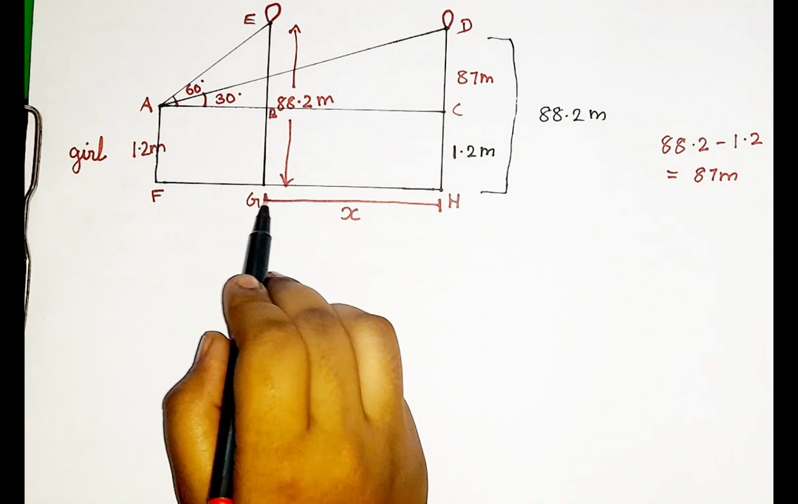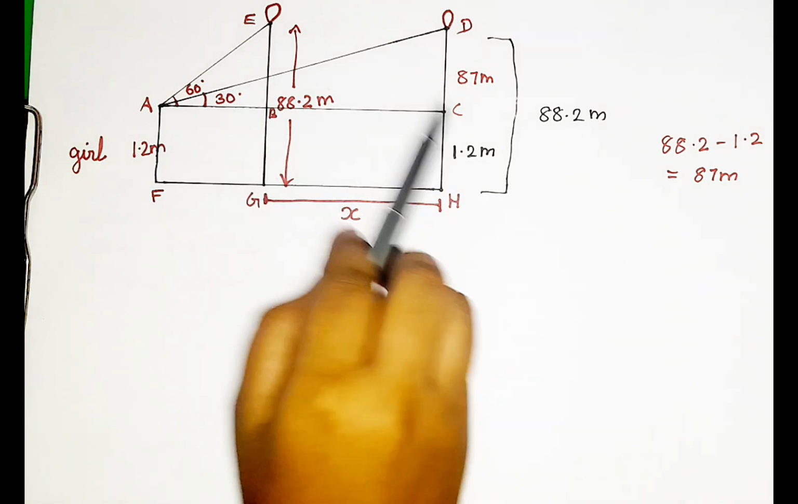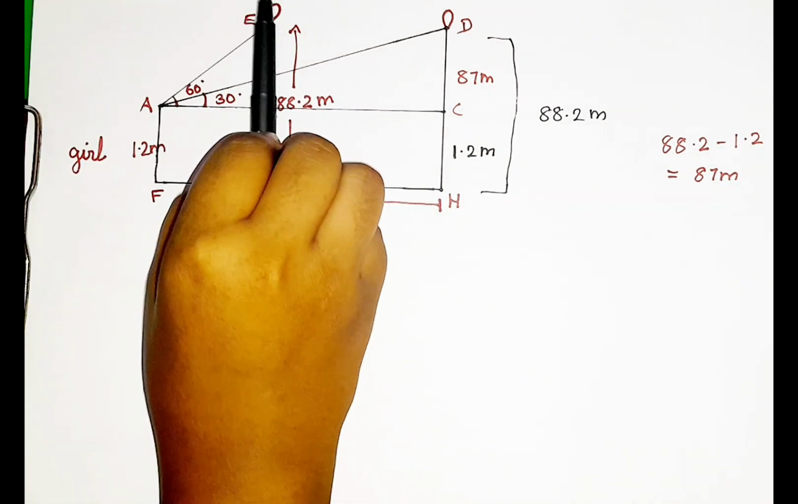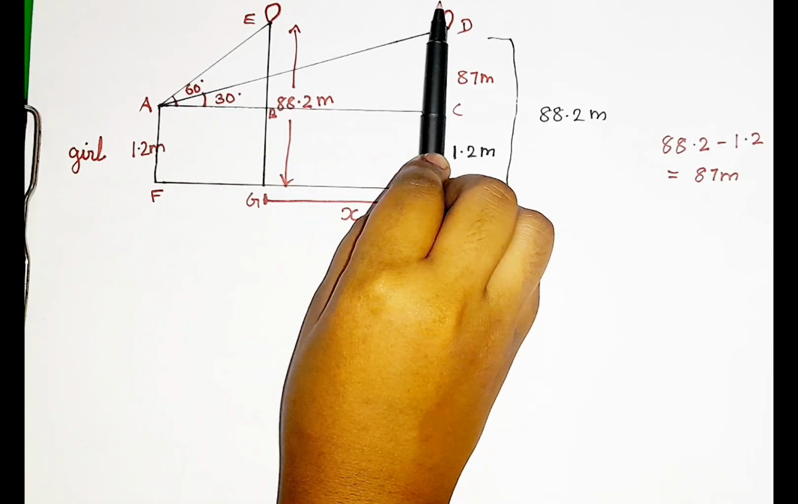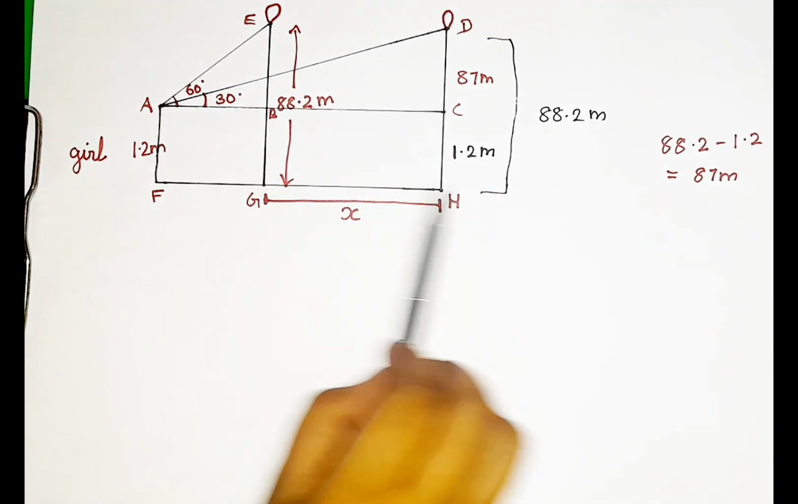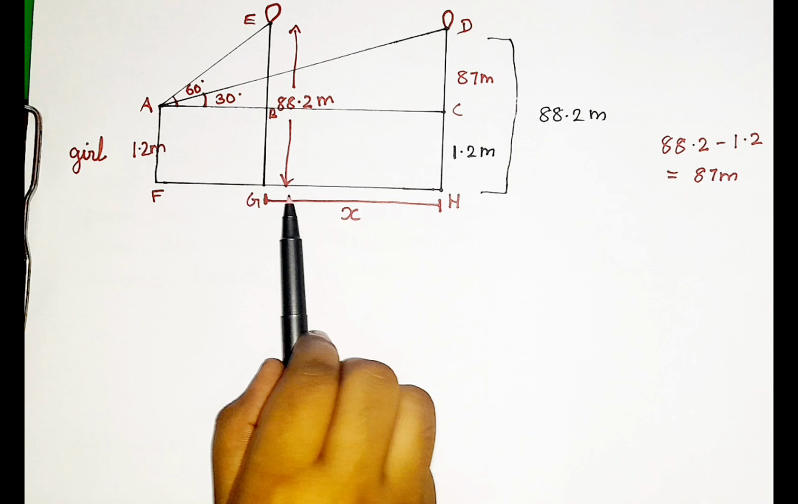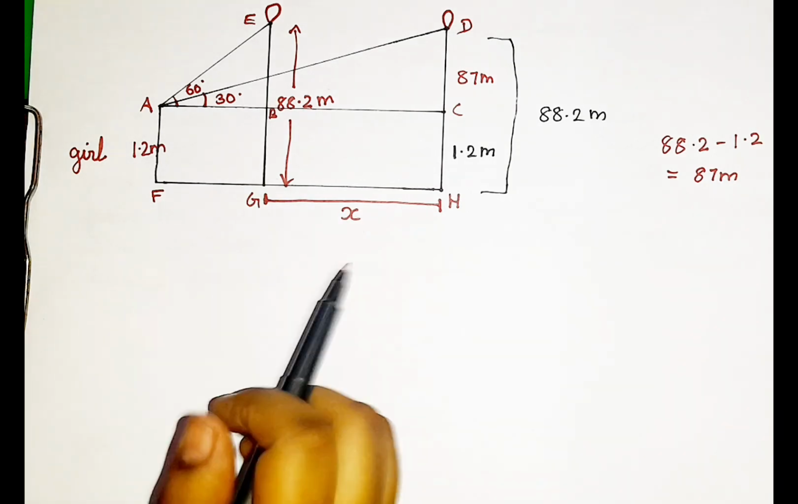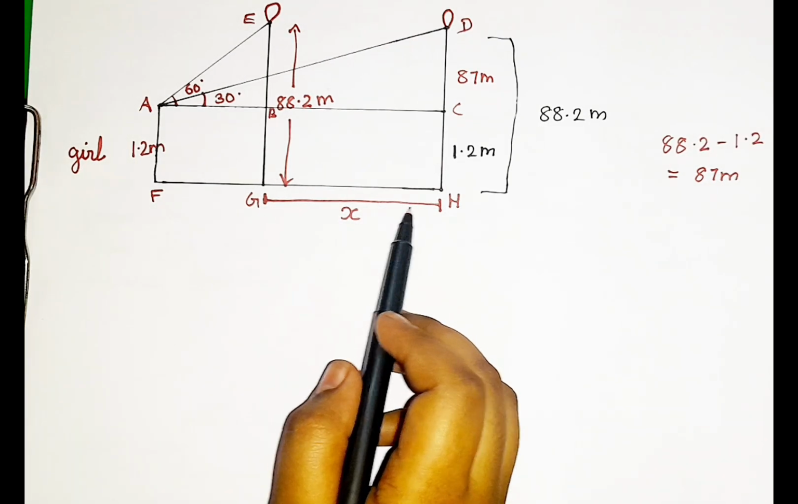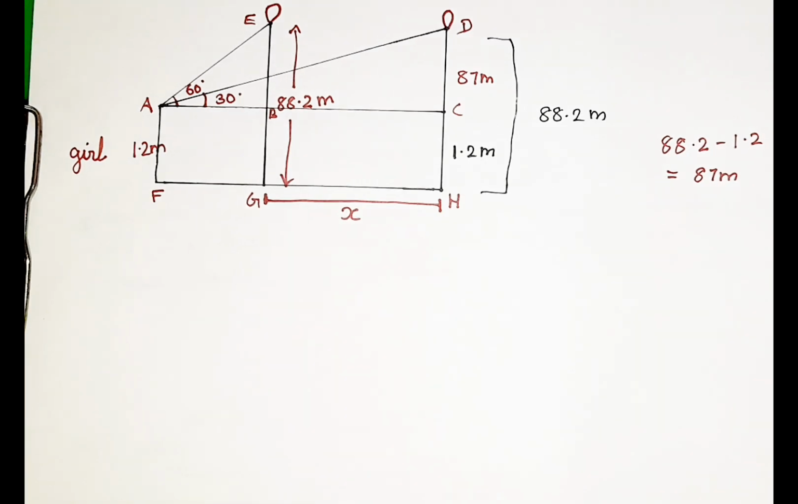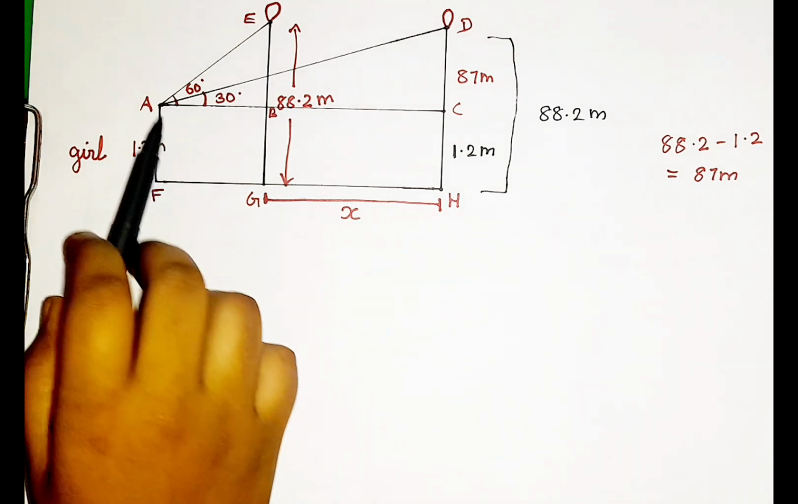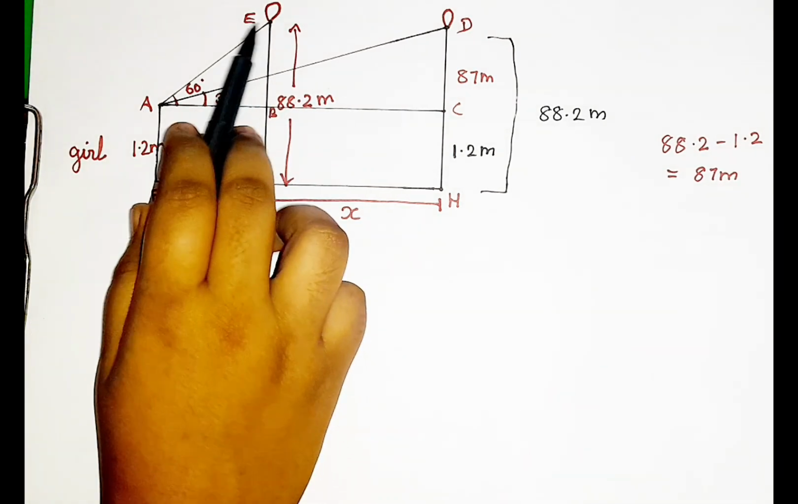Since we are supposed to find the distance between the interval, from here the balloon moved till here, right, that is the meaning of the interval. So we are supposed to find the distance between them. Just because we are supposed to find the distance, I took it as x. Perfect. Alright guys, now let us take a triangle, that is triangle ABE, this triangle.